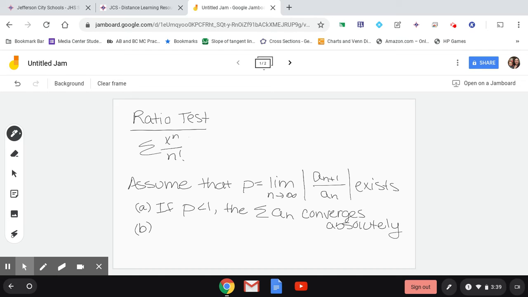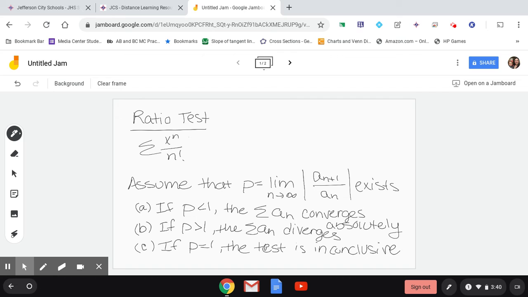So second option is if P is greater than 1, then the series diverges. Okay. And then the third option, if P equals 1, the test is inconclusive. So at that point, you would go and find another test to see if it converges or diverges. All right, so that is the gist of what the ratio test is. So now I'm going to do a few examples.